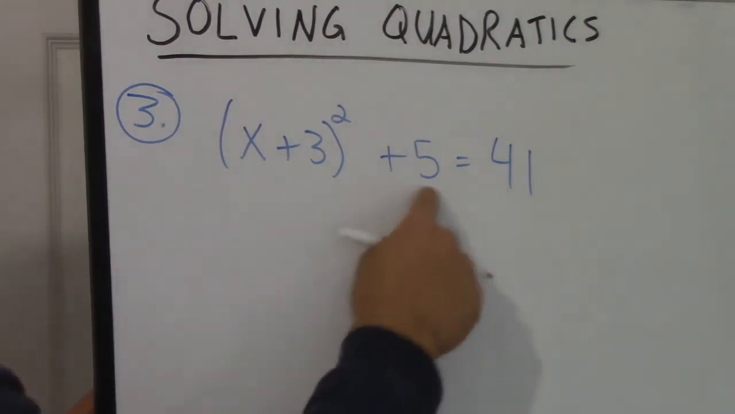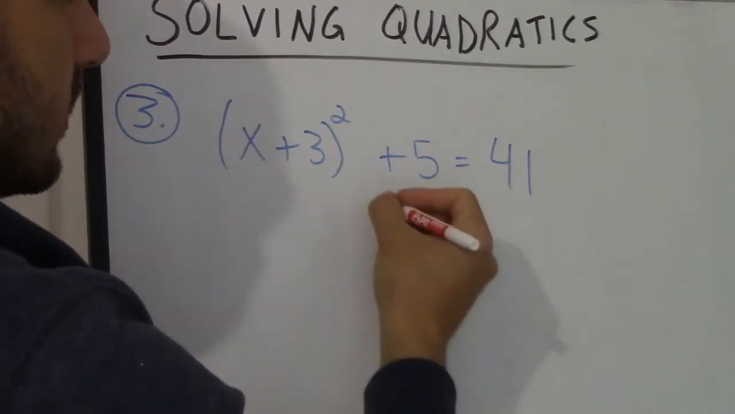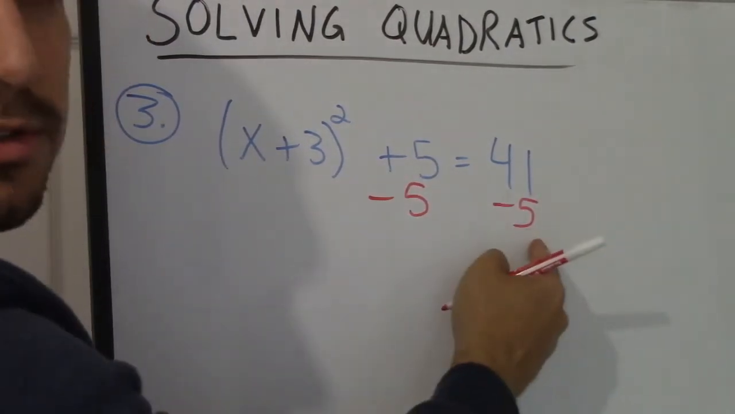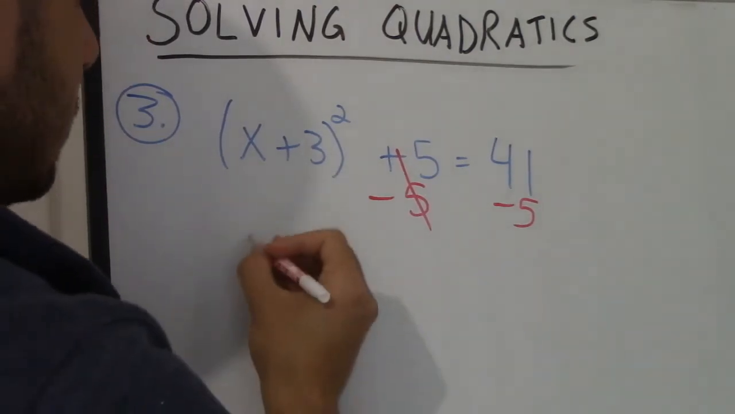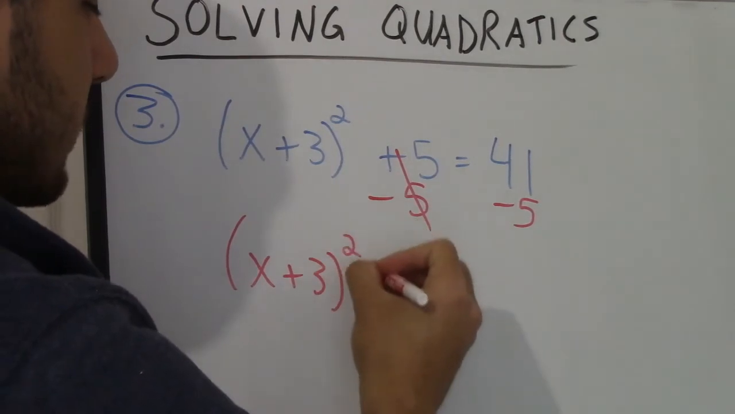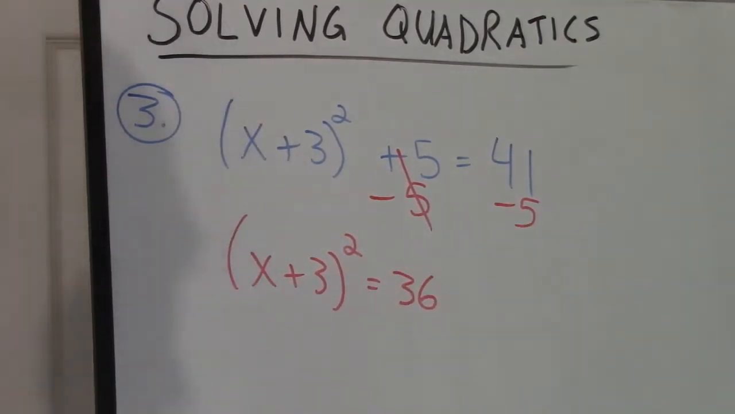So the first thing we want to do is undo this adding 5, and that's going to be using the inverse, which is subtracting 5. What you do to one side, you must do to the other. That undoes the plus 5. And I get (x plus 3) in parentheses squared equals 41 minus 5, which is 36.